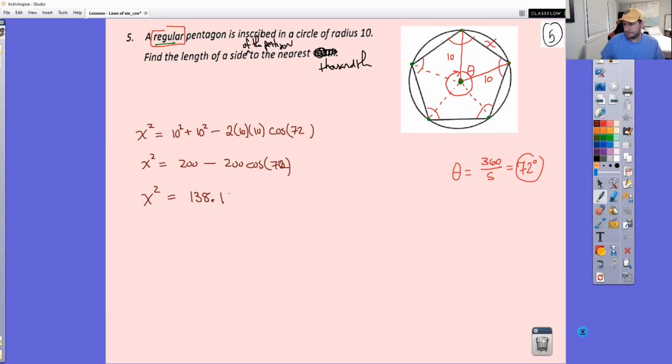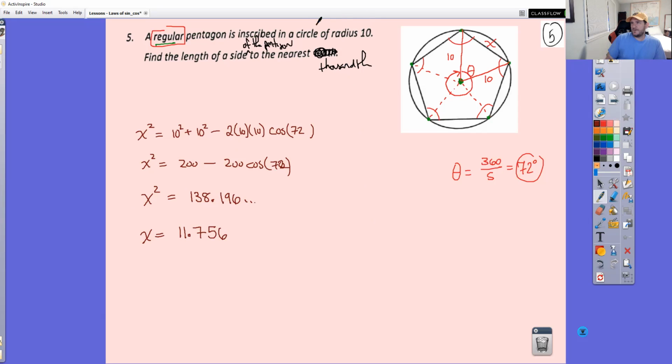0.196. Technically, it's 1966011, so dot, dot, dot. Take the square root. You get your answer. So I'm going to raise to the power of 0.5. I get 11.7557, so 56 as we get to the final answer.